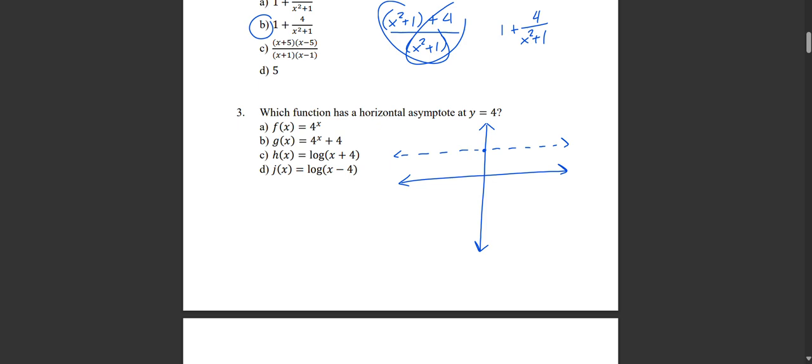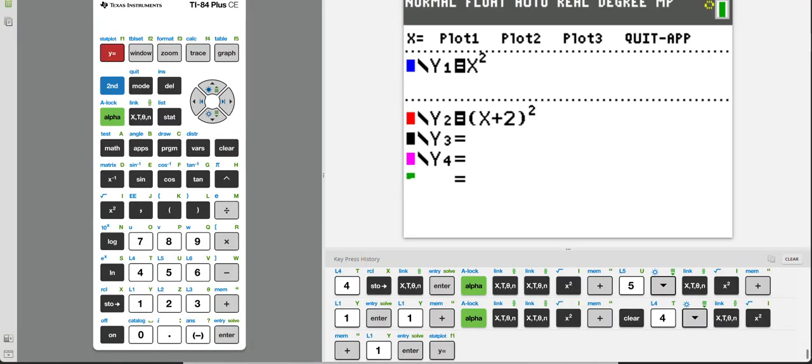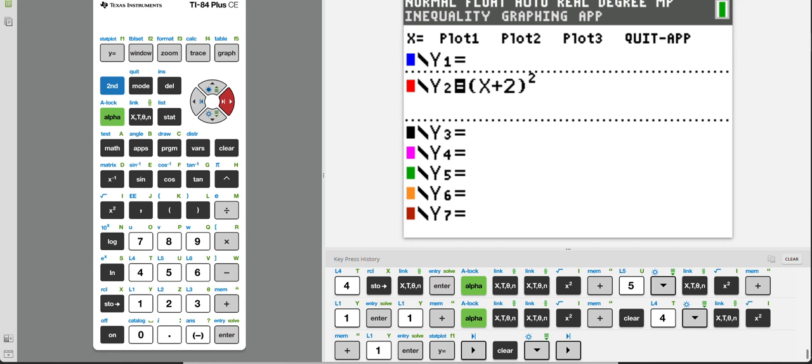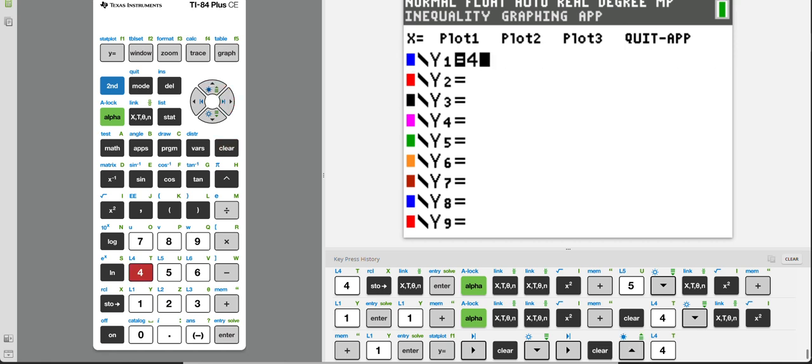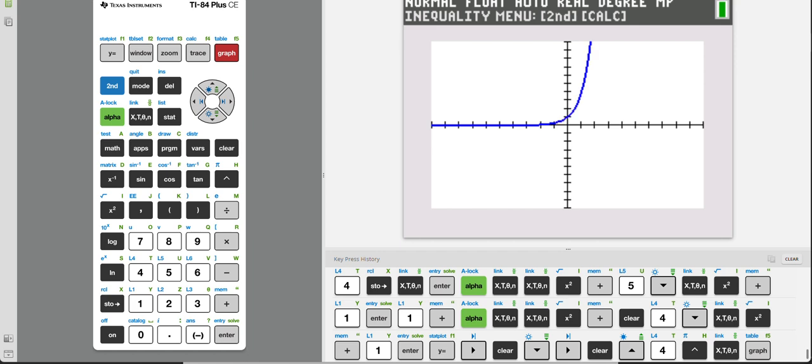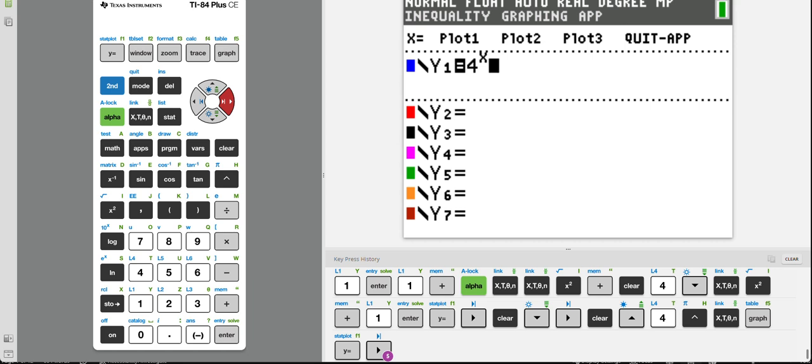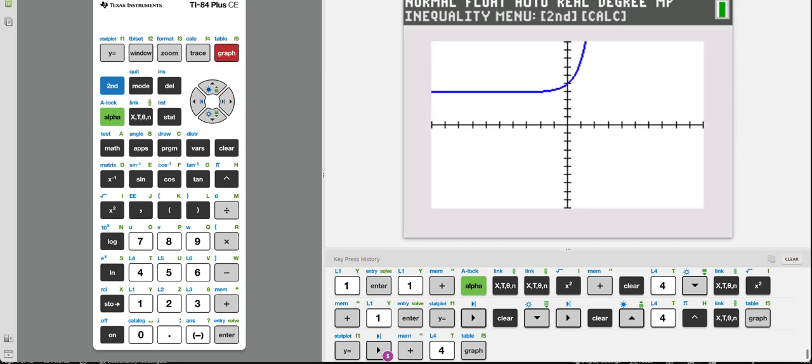So let's look at all 4 of these and see which one might satisfy this criteria. The first one we have is 4 to the power of x. And that one looks like it has a horizontal asymptote at 0, so that one doesn't really work. Let's try 4 to the x plus 4, which of course would just translate this 4 units. And you can see here that that horizontal line, that barrier, seems to be right at y equals 4. So that would mean that the horizontal asymptote at y equals 4 is present here.